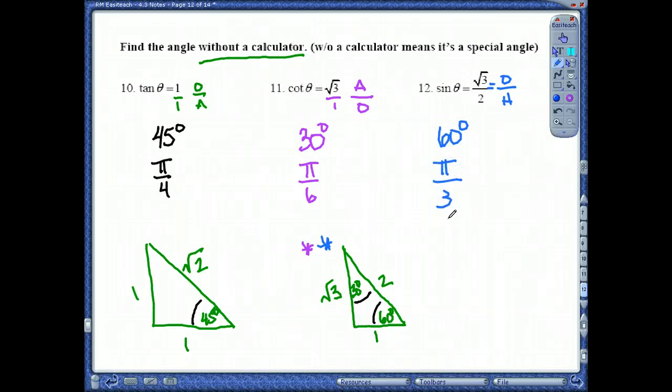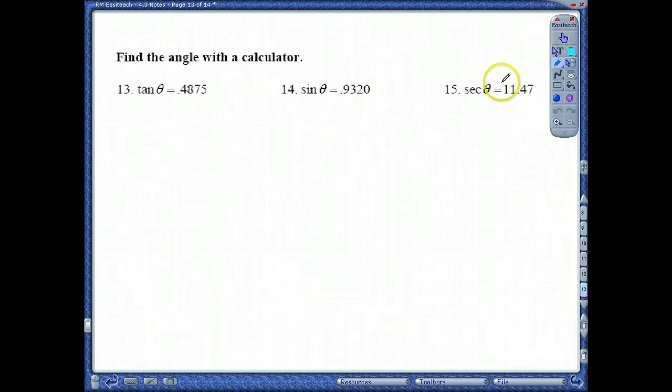So without the use of a calculator, it has to come down to one of these two special triangles. So we draw it and we are ready to go. They will be asking us to find the angle without a calculator, but they will also be asking us to find it with a calculator. In order to find it with a calculator, we are going to use what's called inverse trig functions.